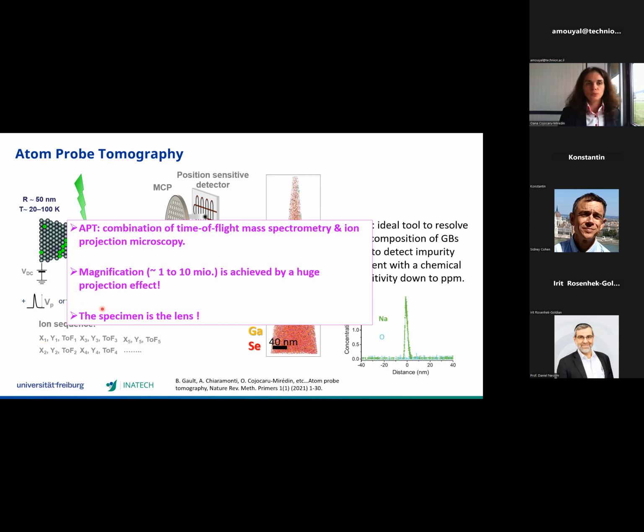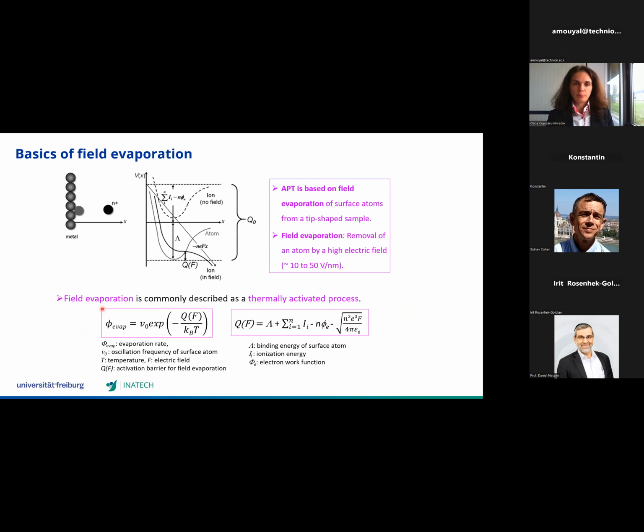So if I could conclude the principle of the atom probe, you need to understand that it is a combination of time of flight mass spectrometry and ion projection microscopy. You also need to understand that we have a needle-shaped specimen, which is very tiny, a few nanometers, and then we have a 2D detector, which is 10 by 10 centimeters. So we have a huge magnification, in principle between 1 and 10 million times. This also has to be taken into account for the reconstruction, so that we have a correct reconstruction at the end.